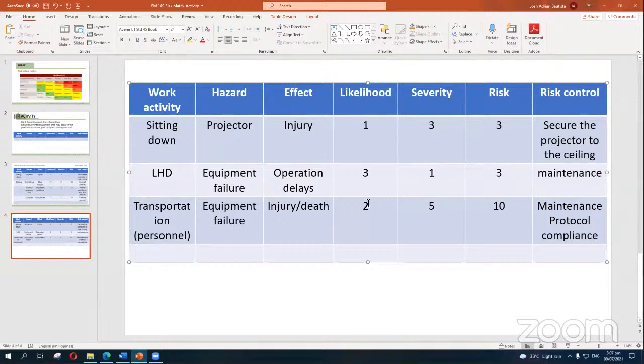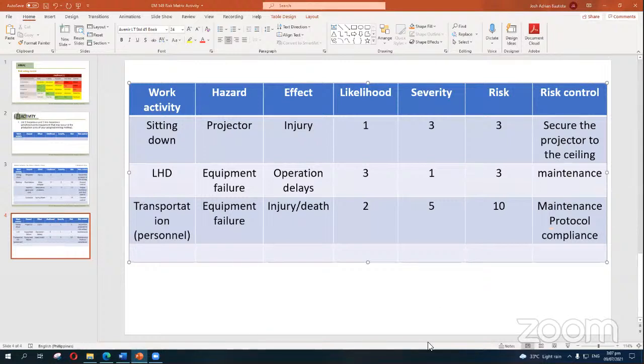Yung likelihood ay 2, since syempre ma-monitor yan ng maayos. Severity is 5, very catastrophic. Tapos total risk niya ay 10. Para ma-avoid siya, kailangan natin ng proper maintenance dun sa elevator, tsaka yung compliance sa kung ano lang yung total load na pwedeng ma-accommodate ng elevator. Yun lang po. Thank you.